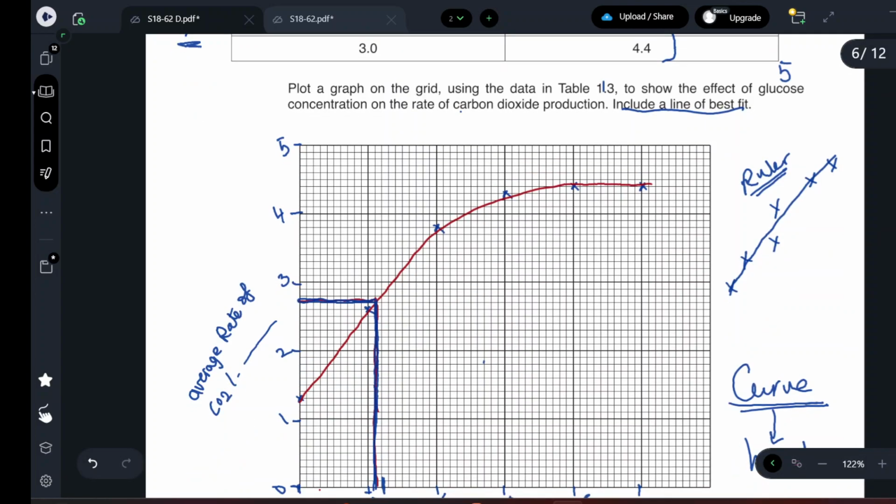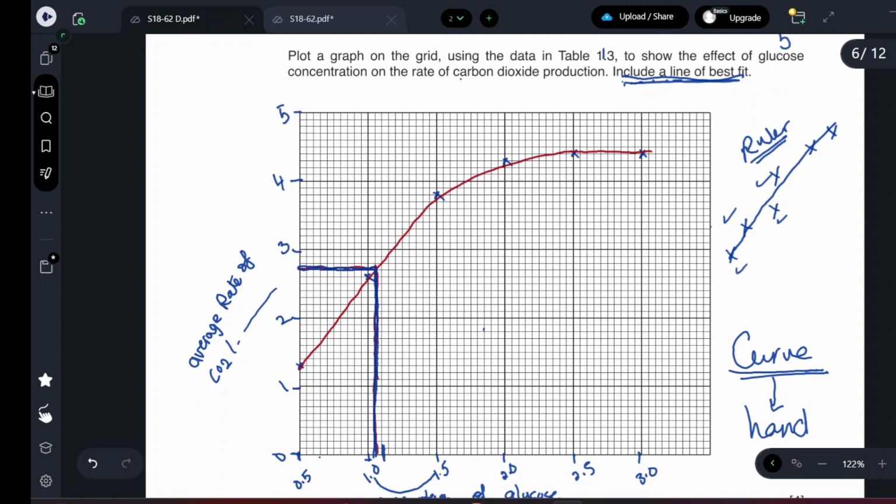And as we said, when he asks you for a line of best fit, if the points are scattered but they are all increasing, we put a straight line in the middle using our ruler, passing through as many points as possible with equal points on both sides. However, if the points look like a curve, increasing and then leveling off, we make a smooth curve using our hand. This is the best fit line here. This is the most suitable line in this case.